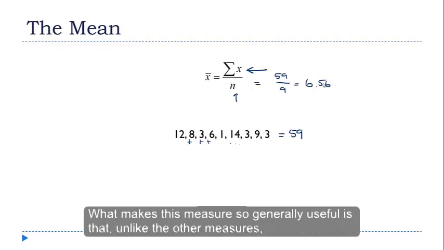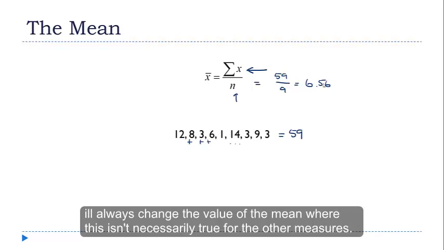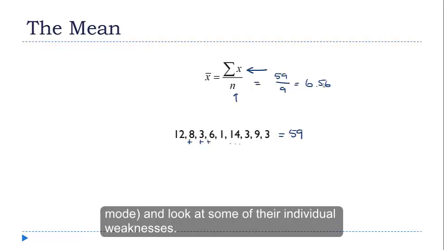6.56. What makes this measure so generally useful is that unlike the other measures, it uses every value in the data. So this means that unlike many of the other measures, changing any one of the values will always change the value of the mean, where this isn't necessarily true for the other measures. In the next lecture, we're going to compare the 3 most common measures, the mean, median, and mode, and look at some of their individual weaknesses.